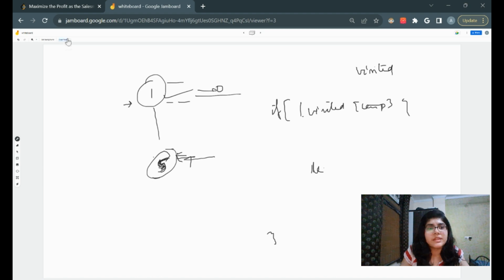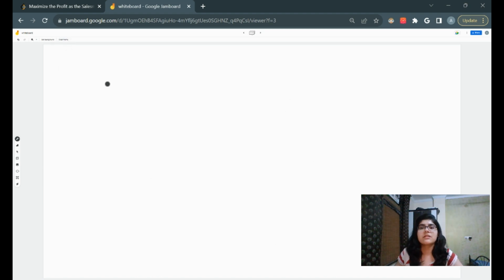But then let's suppose there is a case where I have an interval, and this interval has a profit of 20, and there are some other intervals.